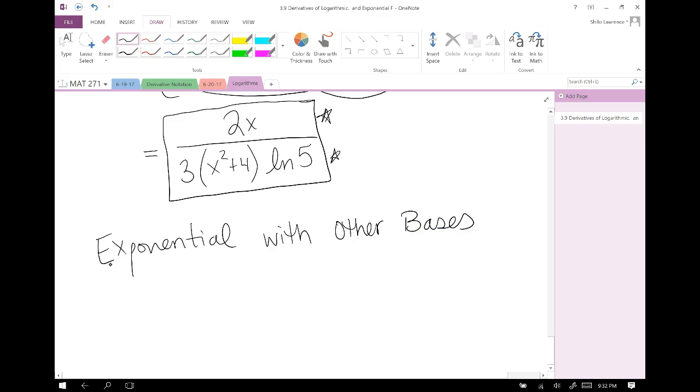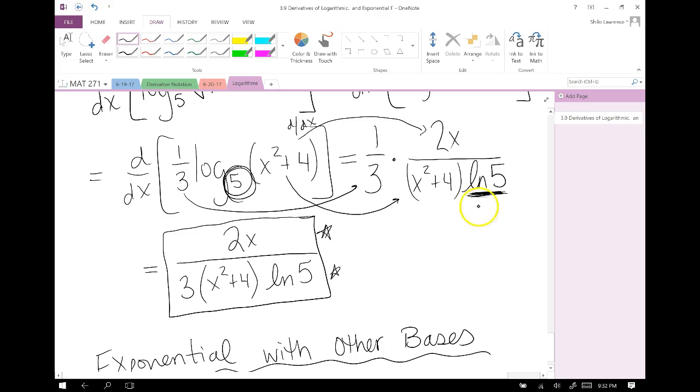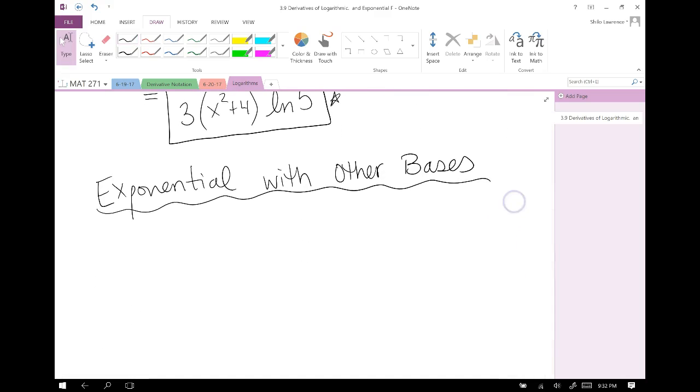And now that we see what logs do with other bases, it'll be pretty easy to look at kind of the same scenario with the exponentials. So with logs, with the other bases, we divide by natural log of the base. Since logs and exponentials are inverse functions, that means all of their operations are exactly opposite. So in the log, if we divide by natural log of the base, in exponentials, what we do is we multiply by natural log of the base, is the only thing different that we need to do.